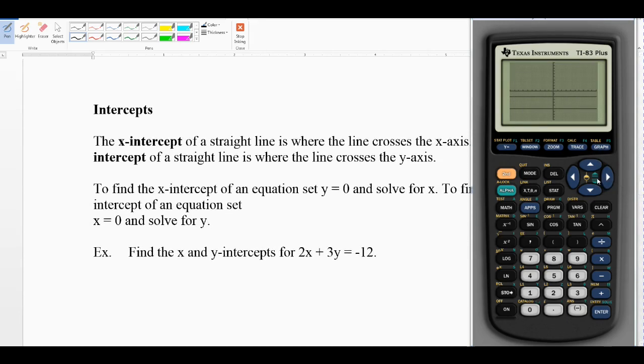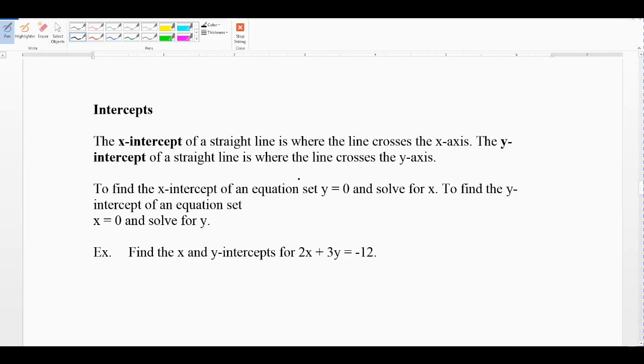Intercepts. Now this is a really important question. X-intercepts can also be used to graph a line. The x-intercept is where the line crosses the x-axis, and if you look at a coordinate plane, every point on the x-axis has a y value of 0. The y-intercept is where the line crosses the y-axis, and any point on the y-axis has an x value of 0. So to find the x-intercept, you set y equal to 0, and to find the y-intercept, you set x equal to 0.